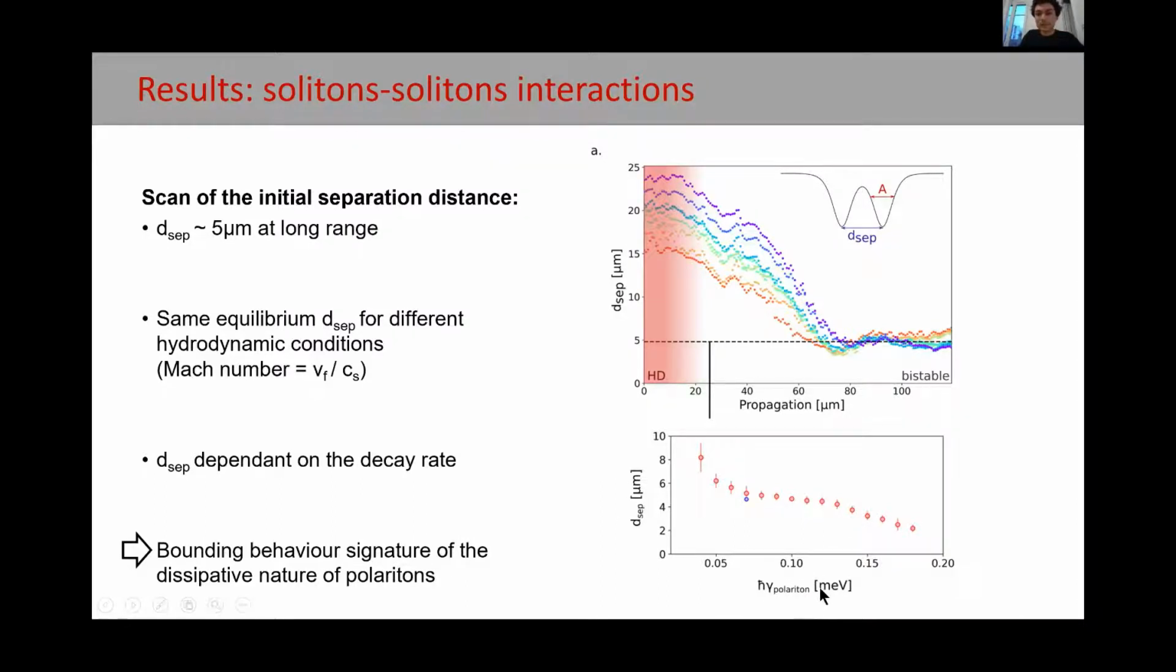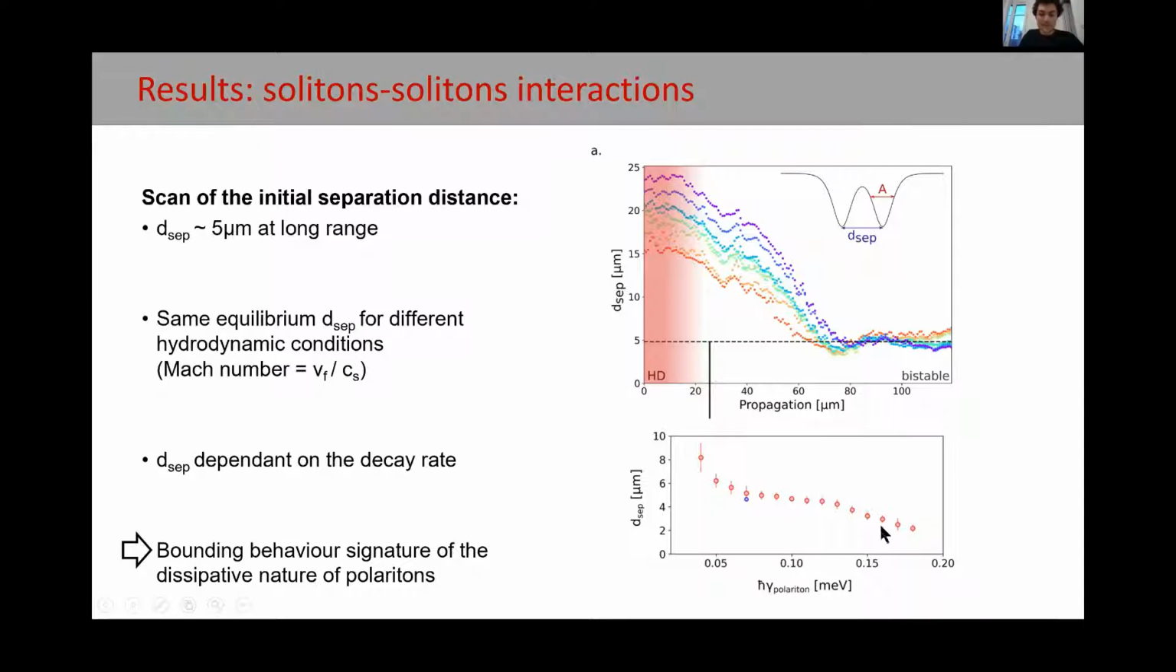So by increasing the decay rate, we decrease the polariton population in between the solitons. So we increase the density gradient between these parts. So the force which tends to move the solitons closer to each other is even stronger, and so the equilibrium separation distance decreases.